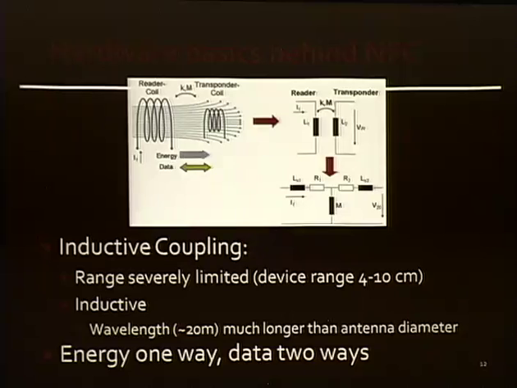Inductive, the wavelength is about 20 meters for the 13.56 megahertz wave. So that's much longer than the antenna diameter, which makes it near field. The important thing to take away from this is that there's one device providing the power, typically, and that'll usually be your phone. So you have the energy going one way, and the data is coming both ways.